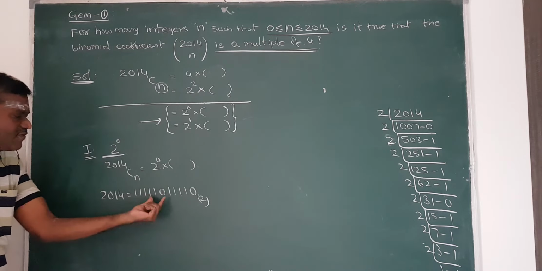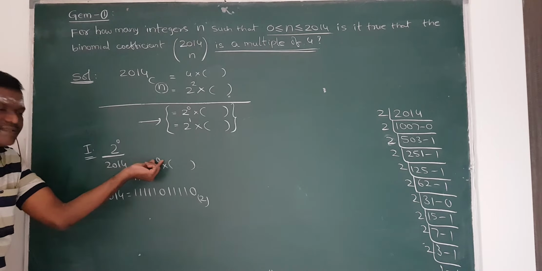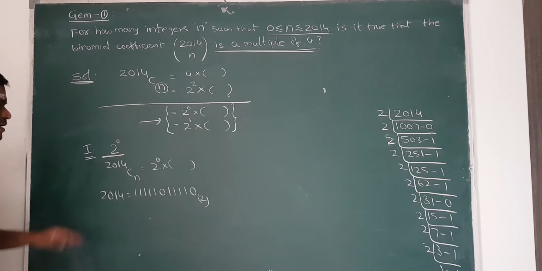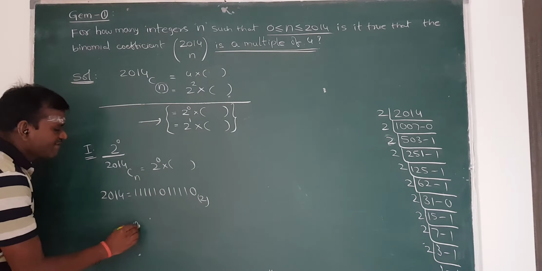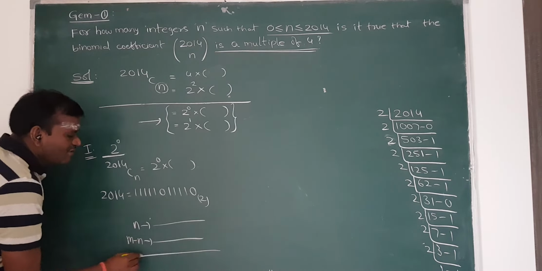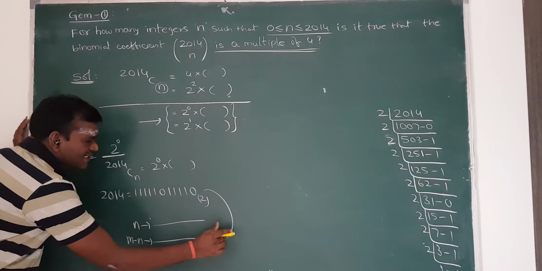So I want to express this value without carrying the sum of the two values. That means n and m minus n values. I want to add these two without carrying. Then we have to get this one as an answer. That is the thing. Okay.